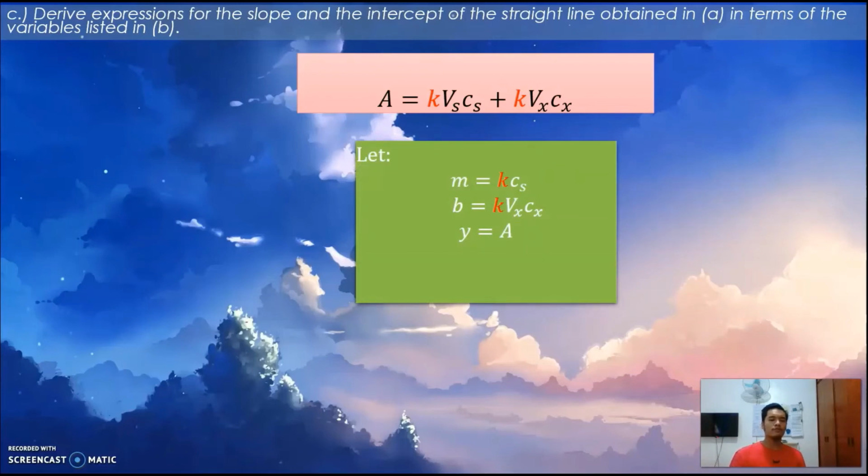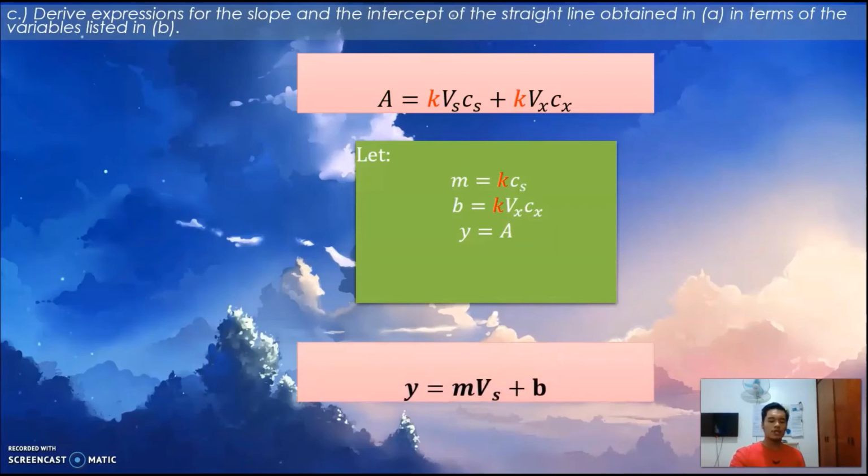Let M, or the slope of the line, equal K times Cs. Let B, or y-intercept, equal K Vx Cx. And let Y equal A. Using the assignments of variables, we will have a line equation Y equals M times the volume of standard plus B.